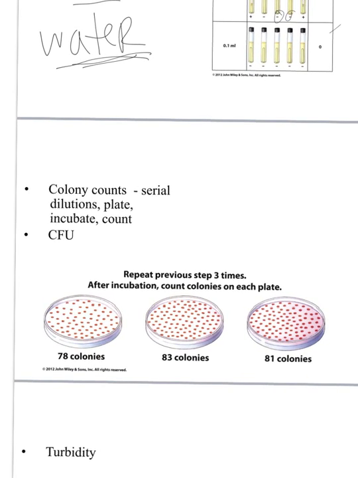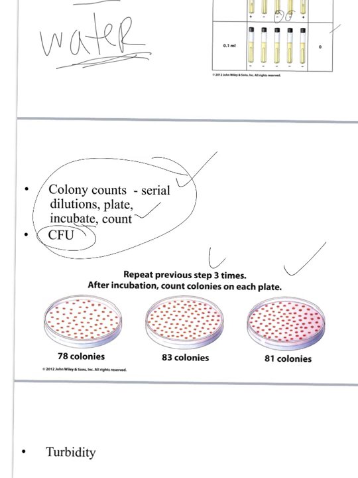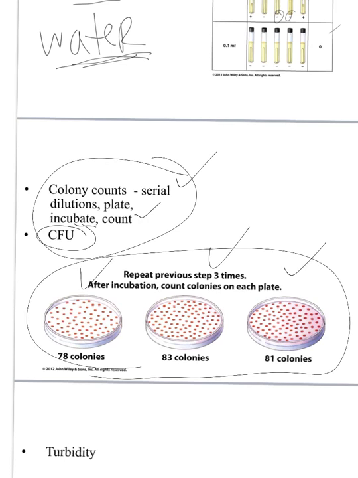Okay, so we already talked about this. We talked about doing serial dilutions, spreading them on the plate, and then incubating them, and then counting and determining colony-forming units. So most of the time, what this is supposed to show you is one plate is not enough. You have to do replicates or triplicates.